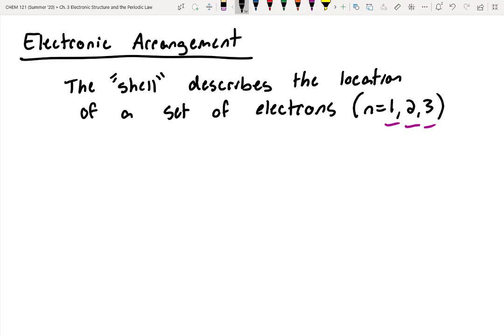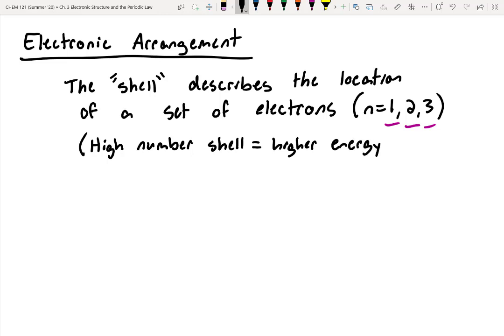So let's make a little note of that. So higher number shell equals higher energy in a pretty general context here. So if we're talking about shell 2, it's going to be higher energy than shell 1, for example. All right. So that's kind of the overarching idea of these discrete energy levels is we have these shells where sets of electrons can exist within them. However, we can actually break down these shells even further.